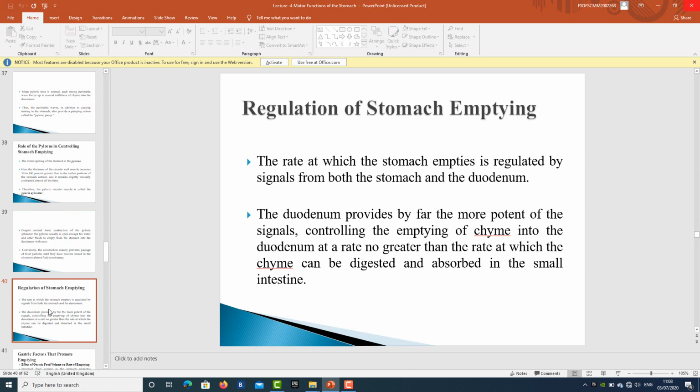Now, how is this whole process of stomach functioning regulated, especially stomach emptying? The rate at which the stomach empties is regulated by signals from both the stomach and the duodenum. The duodenum provides by far the more potent of the signals, controlling the emptying of chyme into the duodenum at a rate no greater than the rate at which the chyme can be digested and absorbed in the small intestine.